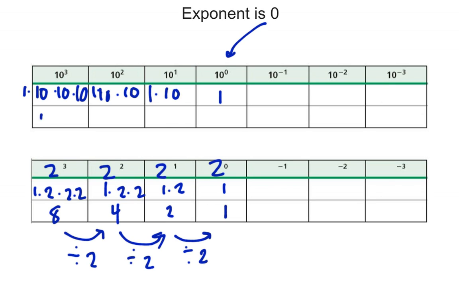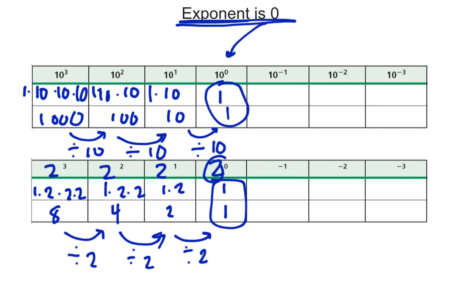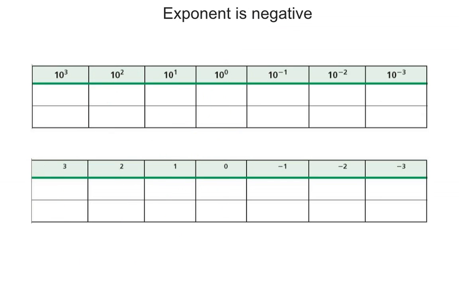Same thing up here with the 10s. This is 1,000. This is 100. That's 10. And I'm dividing by 10 each time. Divide by 10. Divide by 10. And if I divide 10 by 10, I'll get 1. Well, let's keep going, and this will be on the next screen. So far we've established that when the exponent is 0, and it doesn't seem to matter what the base is, we're always going to get 1 as the result. Let's keep going so that we get into the negatives here, and that's on the next screen.